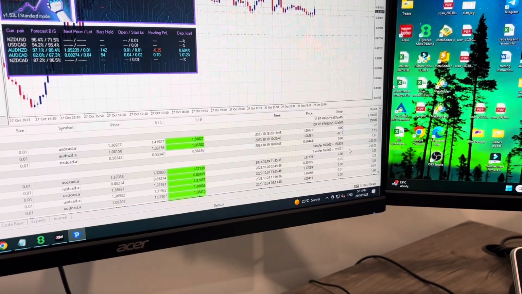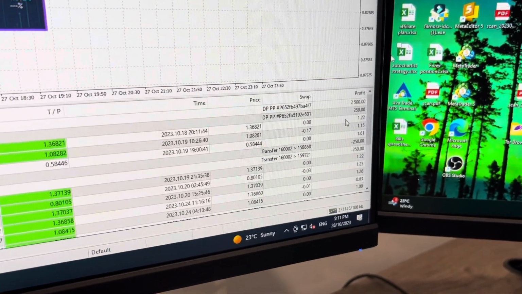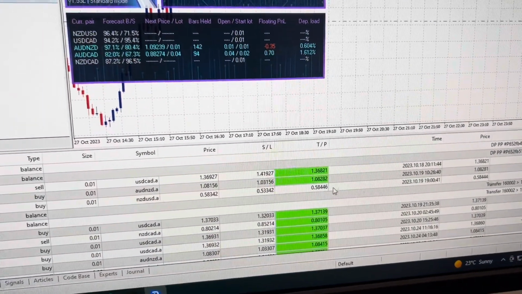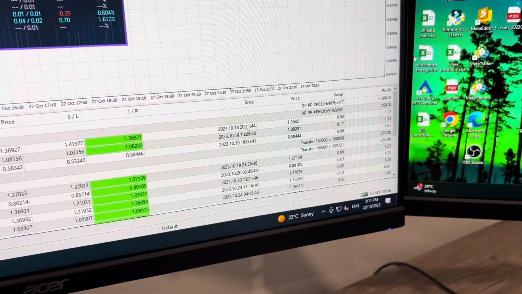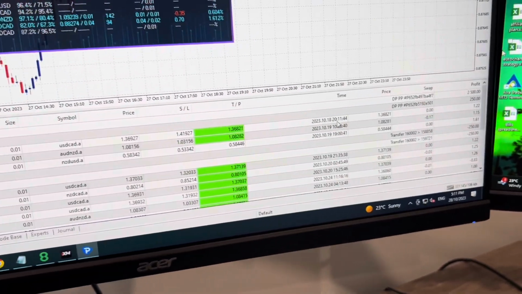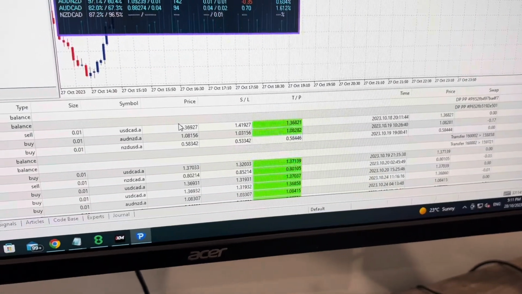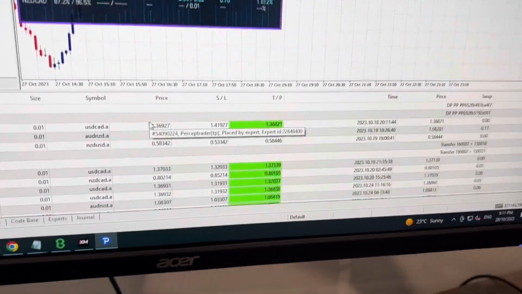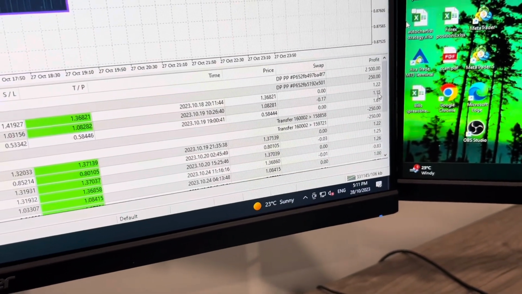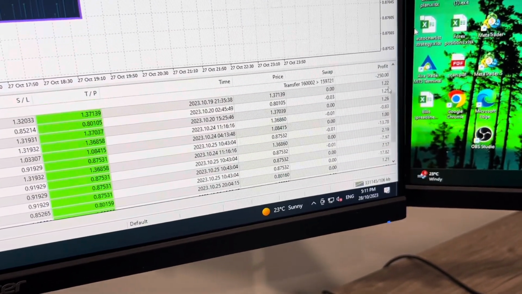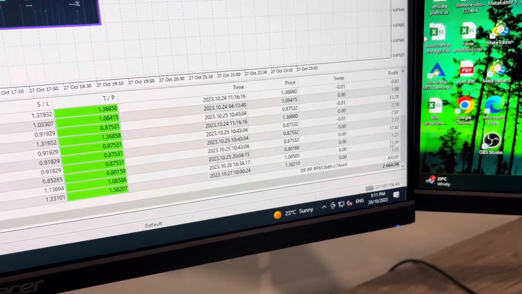So I'll show you the results so far. This is just a small $2,000 account. And we have been running this since, what are we, the 18th of the 10th. Just a bit over 10 days. And the results so far, we've got $1 profit there, $1.15, $1.60. So it's just lots of little small trades that all add up.